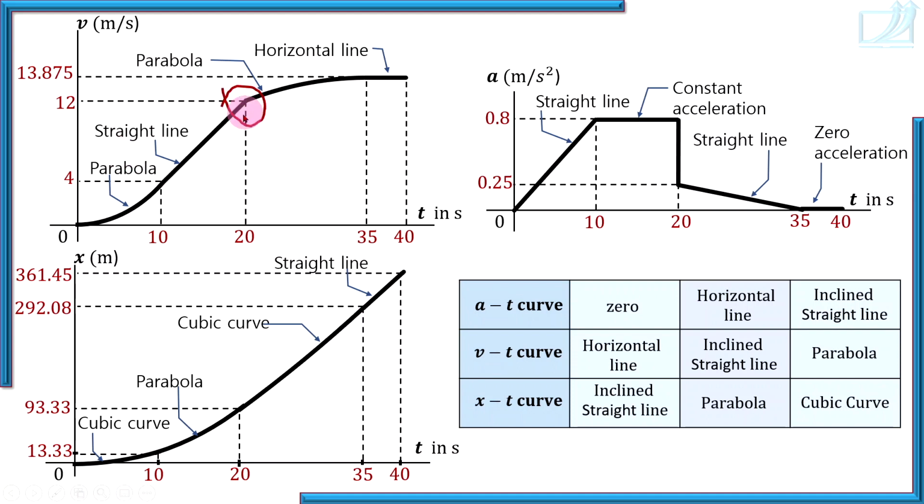Check sharp corners in the VT diagram. A sharp corner in the VT diagram means a sudden change in slope. So when there is a vertical straight line in the AT diagram, you should get a sharp corner in the VT diagram. Here there is no sharp corner because there is no vertical straight line in the AT diagram. Remember, a sharp corner in the VT diagram suggests a sudden change in slope, and acceleration is the slope of the VT diagram.